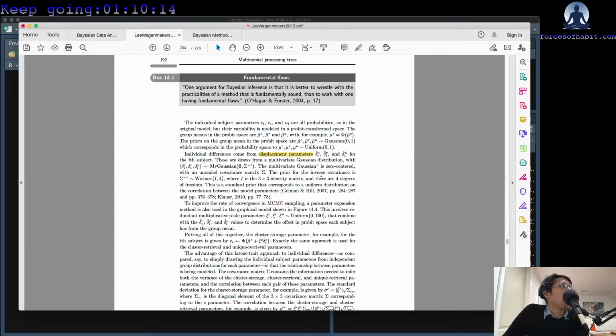The prior for the inverse covariance, where I is a 3x3. Okay, is that a 3x3 identity matrix that has 4 degrees of freedom? So this is standard. The 3x3 identity matrix with 4 degrees of freedom is a standard uniform distribution on the correlation between model parameters in this case, I think.